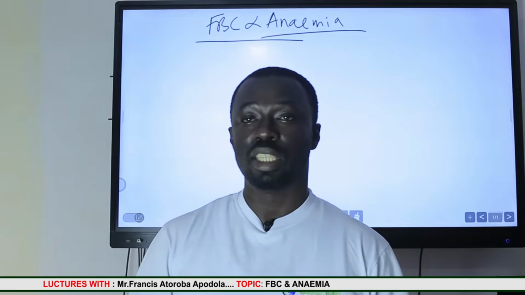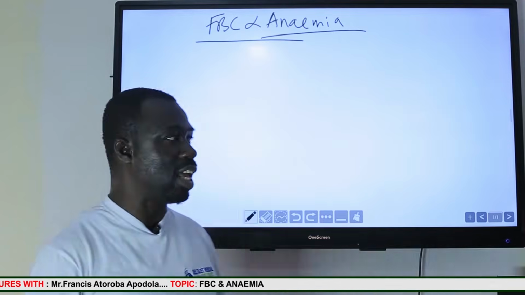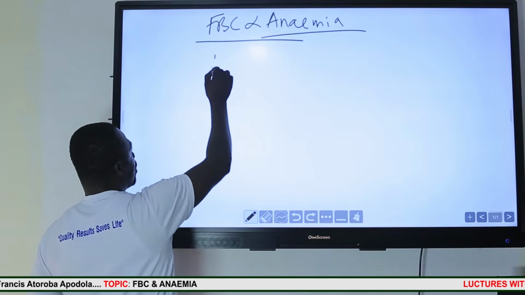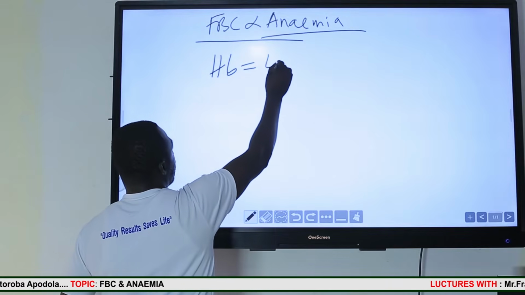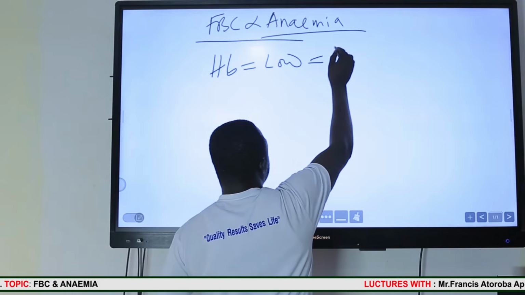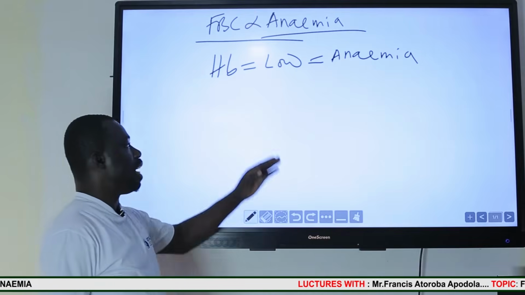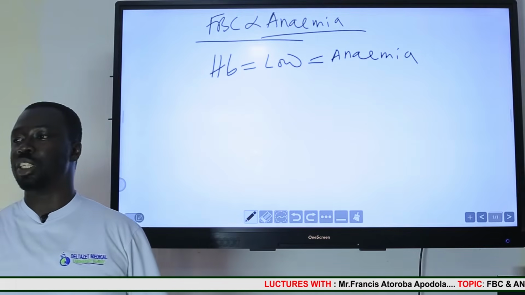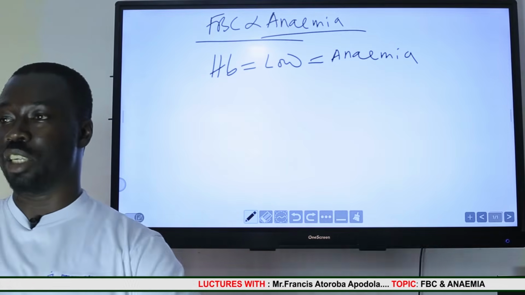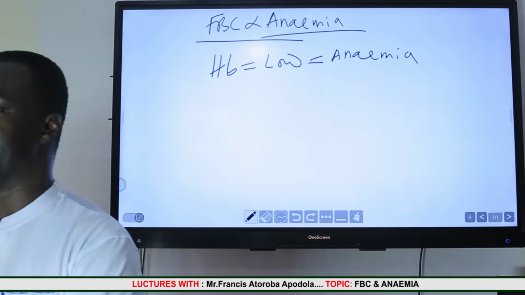Are we getting that? Okay, so we said that once you have been able to establish the anemia, and we can establish the anemia from the full blood count, the HB of the patient is low. Now the patient is anemic. So a low HB equals anemia. Now, this anemia is actually not a disease. Anemia is not a disease, but it is a condition. Anemia is an expression of a particular disease.